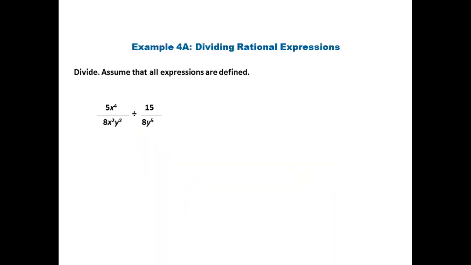Alright, moving on to division. Dividing, very similar to multiplying. Remember that when you divide by a fraction, you really just multiply by its reciprocal. So this is going to be 5x to the 4th over 8x squared y squared. Change this to times and write the reciprocal, 8y to the 5th over 15. Now it's just like the problems that we did before.